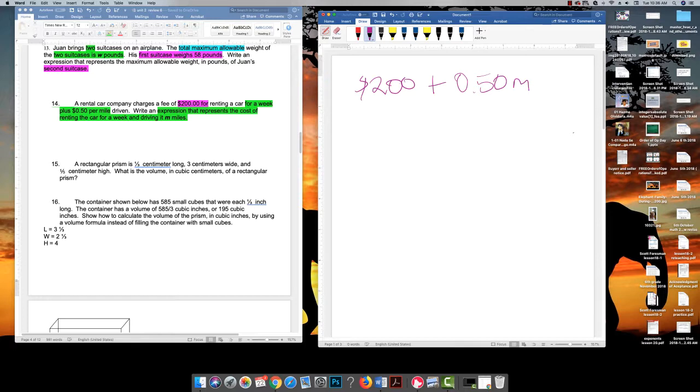So per mile, for each mile they're going to charge you 50 cents. So this is your expression. Let me write it again: 200 plus 50 cents M. This represents 200 plus 50 cents per mile. Depending on how many miles you're driving, that's how much you're going to have to pay.